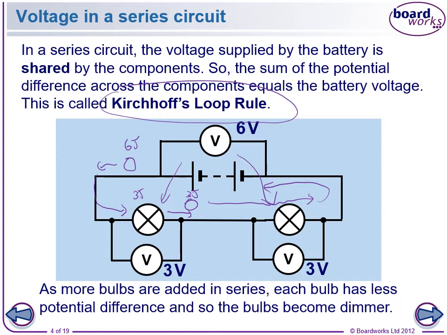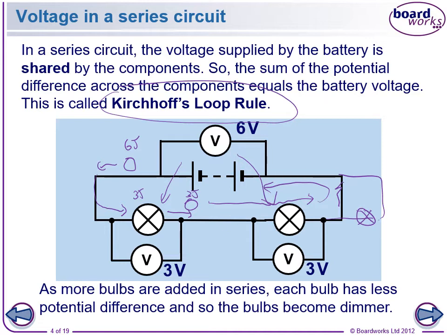So the sum of the potential difference across the components equals the battery voltage. Whatever the battery voltage is, that's how much voltage is going to be used in each component. As it says down the bottom there, as we add more bulbs, so if we added a third bulb, that's exactly the same to our circuit, pretend that's in series, each one would then use 2 volts. And so the bulbs would each appear dimmer.